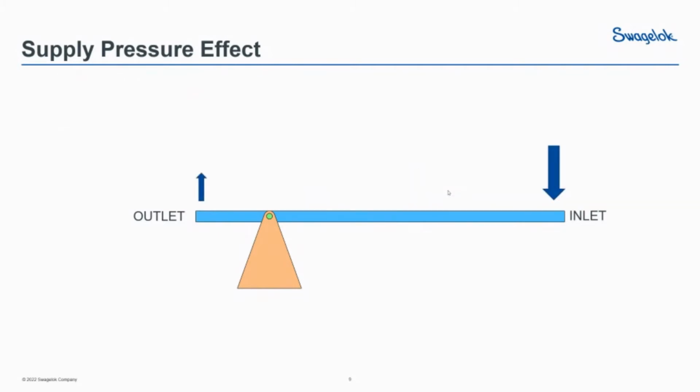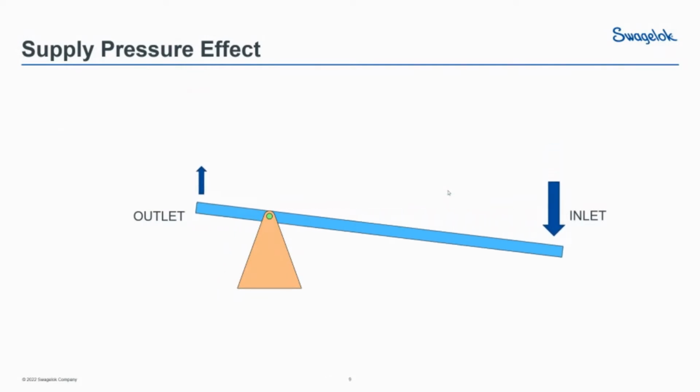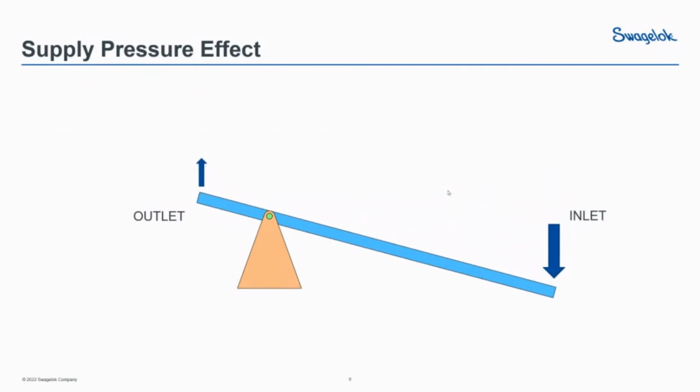So we remove our length brackets there and apply some pressure changes. You can see we're going to drop the inlet pressure by some large amount, and we're going to observe what happens to the outlet pressure. As you would expect, the outlet pressure moves in the opposite direction to the inlet, and with its magnitude being the supply pressure effect percent.